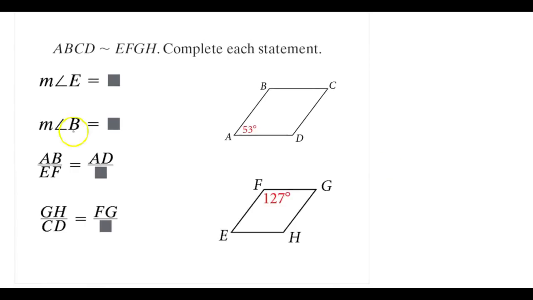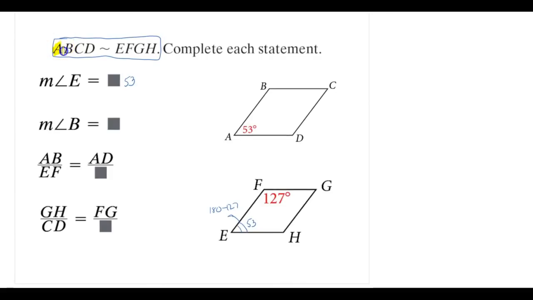Now, what you notice here, whenever you're given the similarity statement, that similarity statement tells you everything you need to know without even having to look at the diagram. Many of us can look at the diagram and see angle E is equal to how many degrees? Well, I know right away that E and F are supplementary. So angle E is 180 minus 127, which is 53. So angle E is 53 degrees.